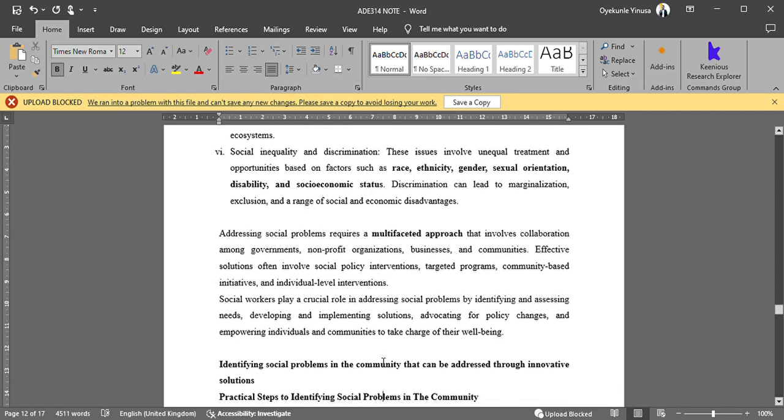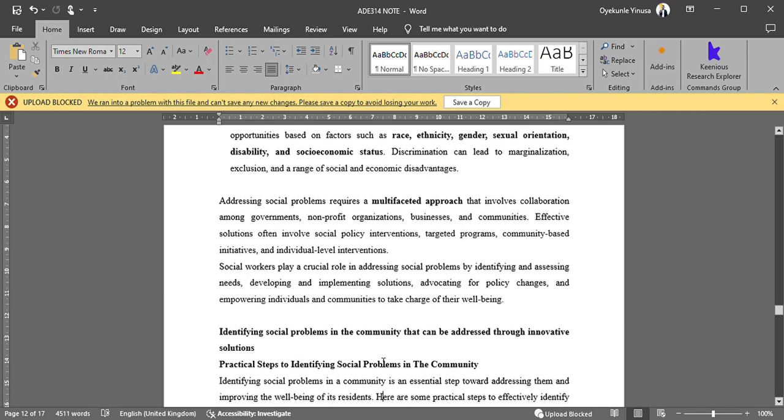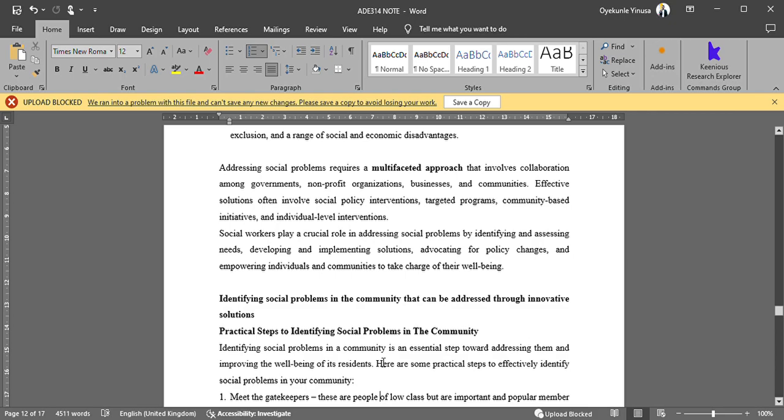So to address social problems, it's a multifaceted approach. It involves commitment, it involves everybody coming together, collaborating, partnering, synergizing with different stakeholders: the government, the non-governmental organizations, the businesses, the philanthropies, the community development, and everybody that makes up the society must come together to provide different approaches to solving or tackling these social problems. So identifying social problems in the community can be addressed through these innovative ways.